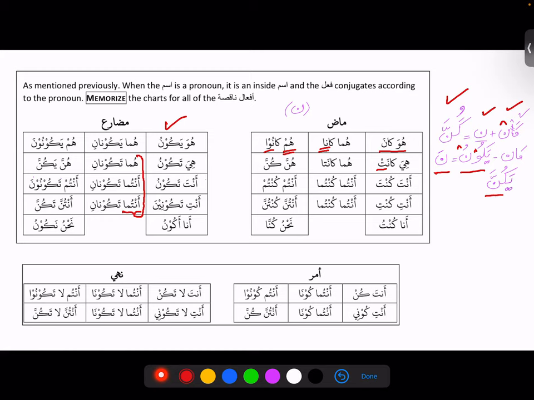Antum is takununa. Hum yakununa, takununa. And then antunna is takunna. Then ana is akunu, nahnu nakunu. And anti obviously takuneena. It is going to take a kasra, takuneena.